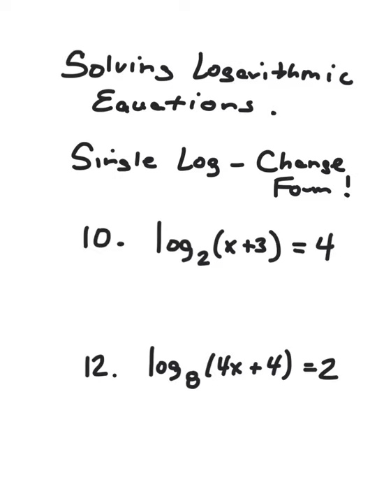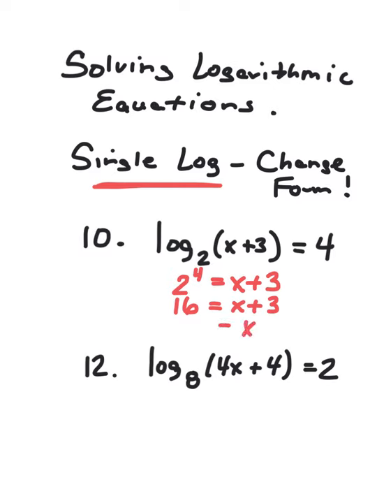Today we're just going to review solving logarithmic equations and then talk about solving logarithmic inequalities. So if you remember from distance learning on Friday, when we are faced with a single logarithm, the key to doing these problems is going to be to change the form of the problem. So for example, in number 10, changing the form of this, 2 is the base, so it'd be 2 to the fourth would need to equal x plus 3. 2 to the fourth is 16. I could subtract 3 from both sides, and I would get x to be 13.